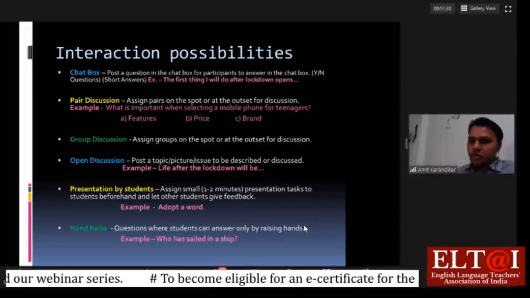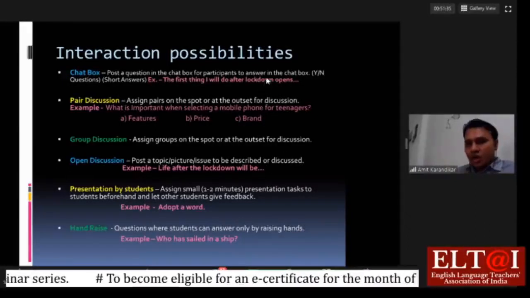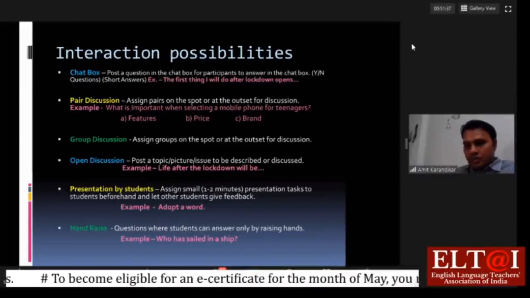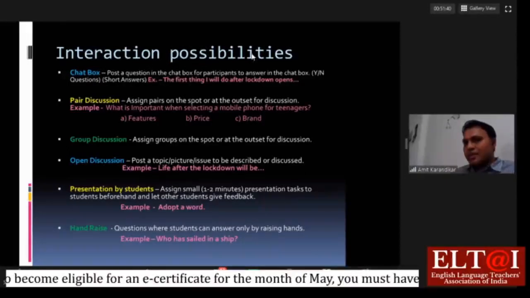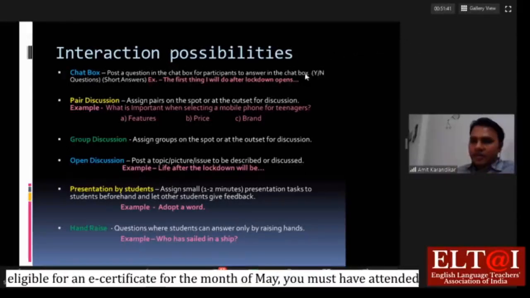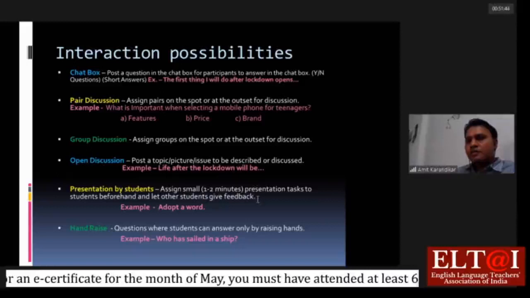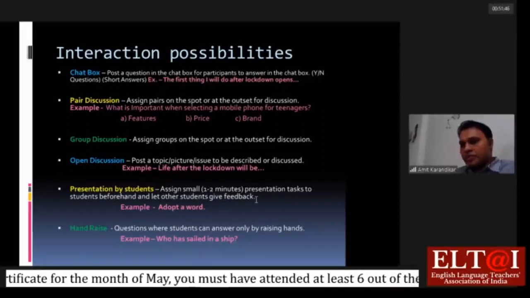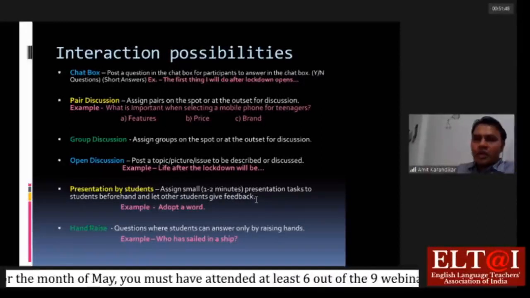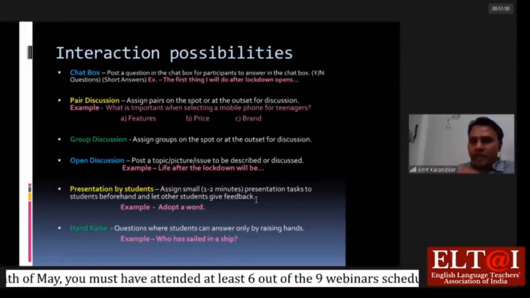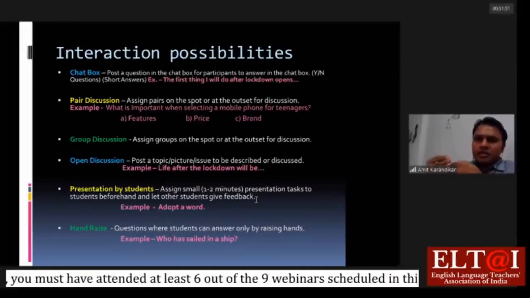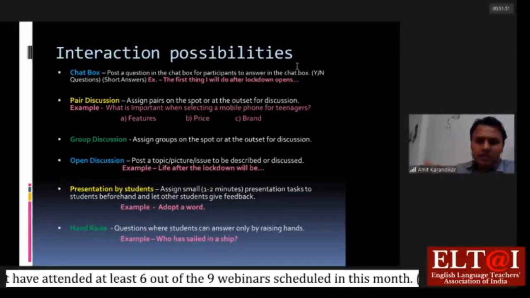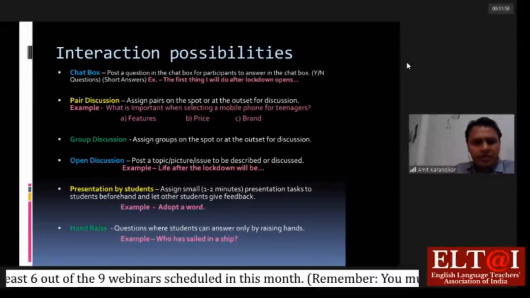You can put yes, no questions or short answer questions. All the pink colored text is the example. So I have conducted sessions where I start my session with "the first thing I will do after lockdown opens," and my students write a one-liner or a two-liner to explain that. And what is happening is a good small talk happens and an ice-breaking happens. As class is starting, the first 2-3 minutes are invested in that.